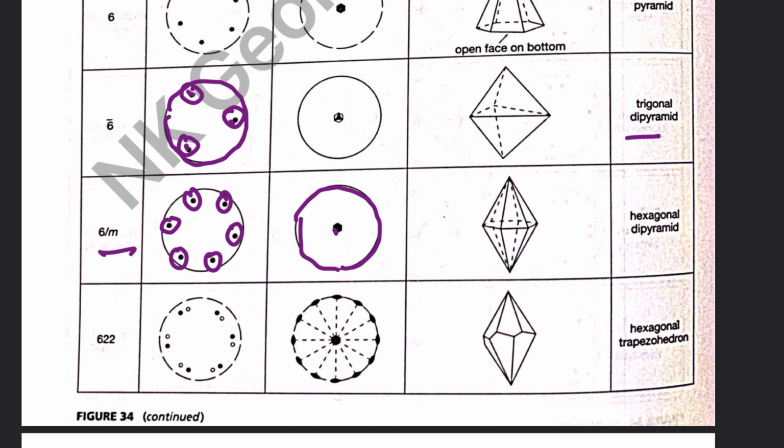622, it is trapezoidal class. We have one axis of 6-fold, 3 axial 2-fold, 3 axial, then we have the diagonal. So these are the dotted lines because they only represent axis of symmetry, no plane of symmetry. Plane of symmetry is represented by solid lines. So these are all dotted lines because it is lacking plane of symmetry.